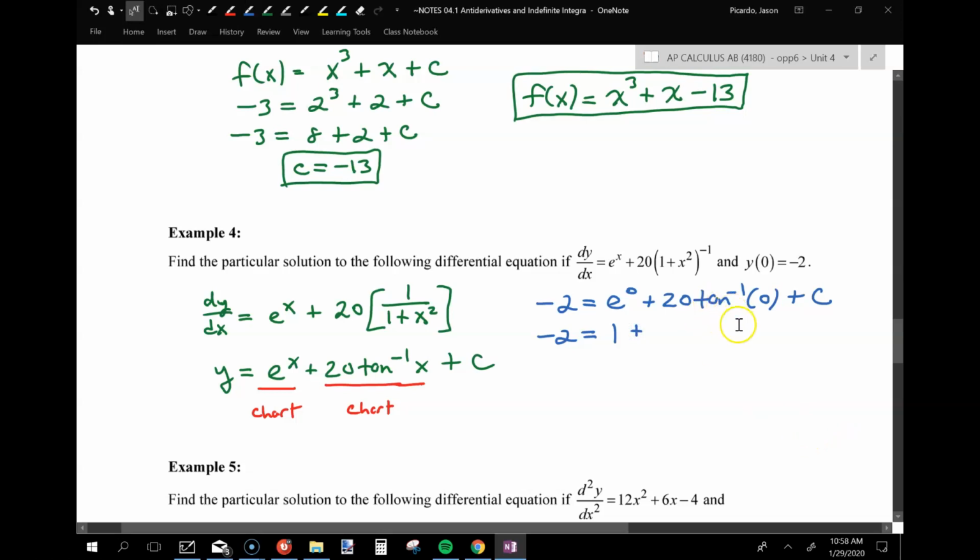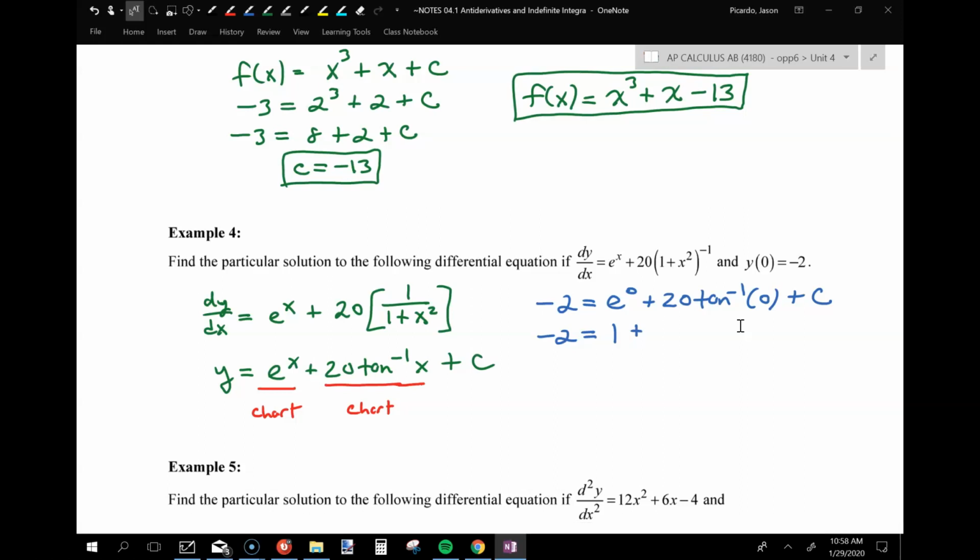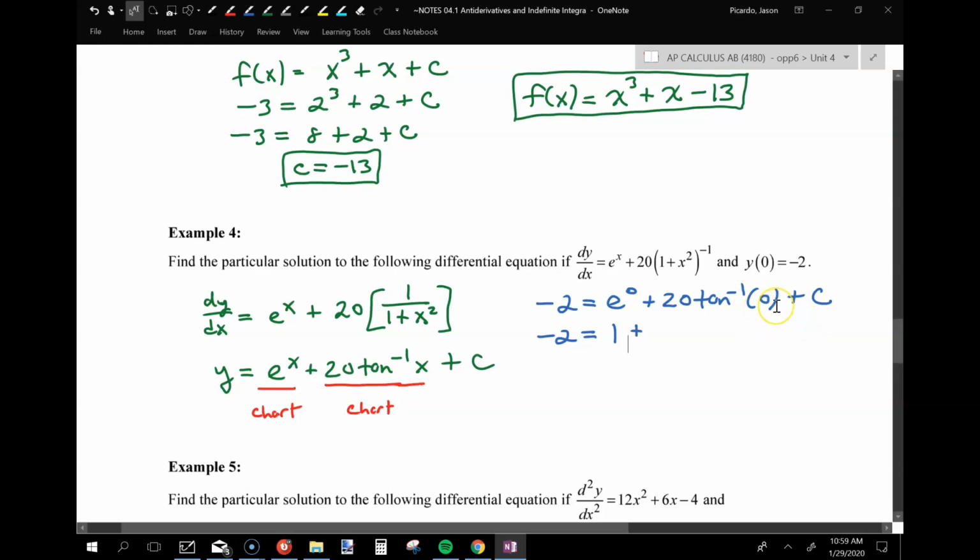Okay, guys, I want you to visualize your tangent curve. Got it? Where does the tangent curve equal 0? Where does tangent cross the x-axis? At 0, right? So this is 20 times 0 plus c. So c equals -3, which means the solution to the differential is this.